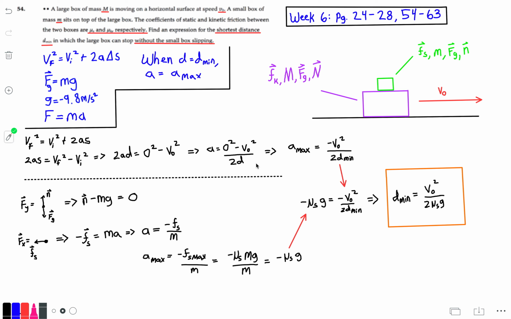In today's video, we will be discussing Physics 251, Week 6 Video Explainer problem number 54. In this problem, we are tasked with finding the shortest distance that a box traveling at an unknown velocity can stop without a smaller box on top slipping off of it. So this is going to be a linear dynamics problem involving friction and just overall force relations.